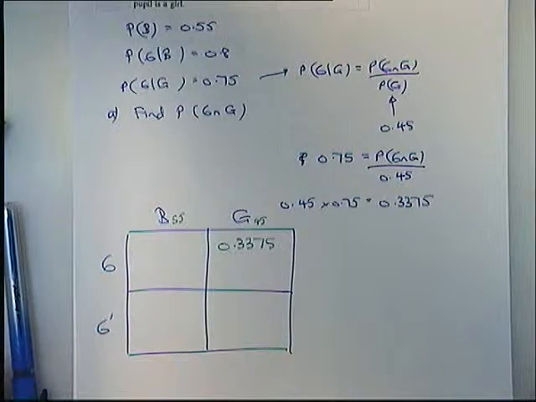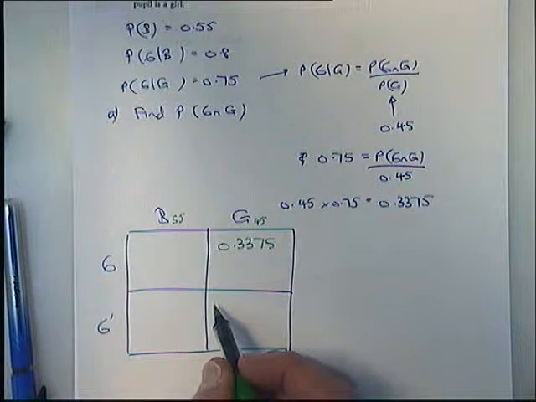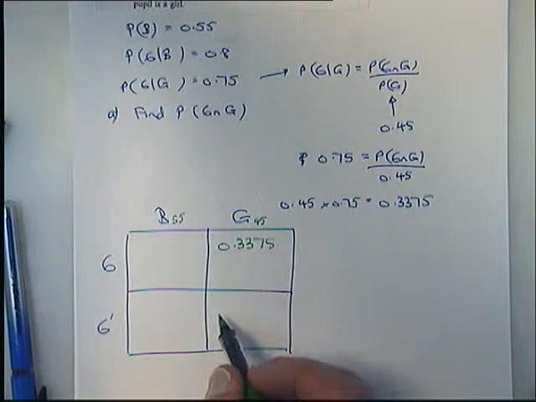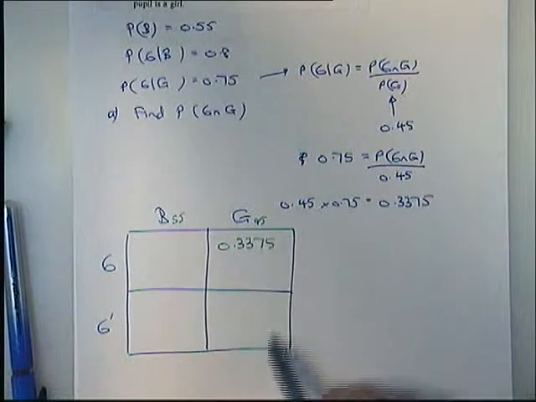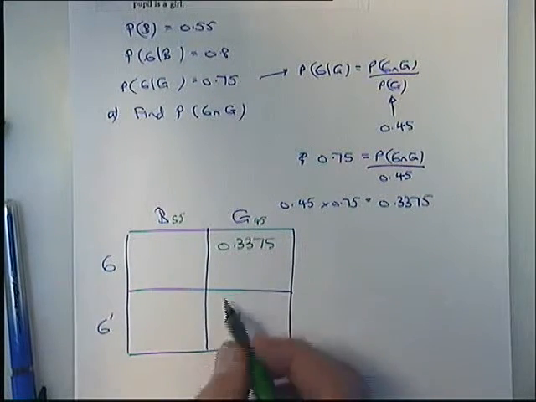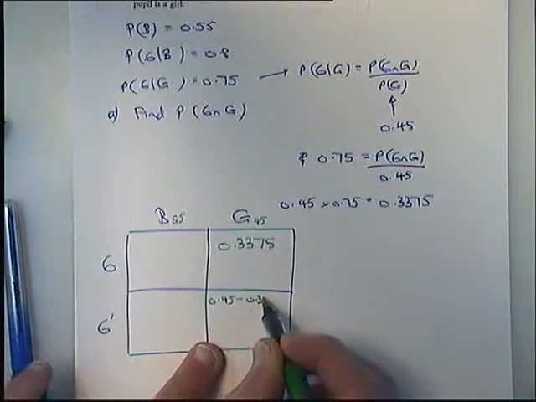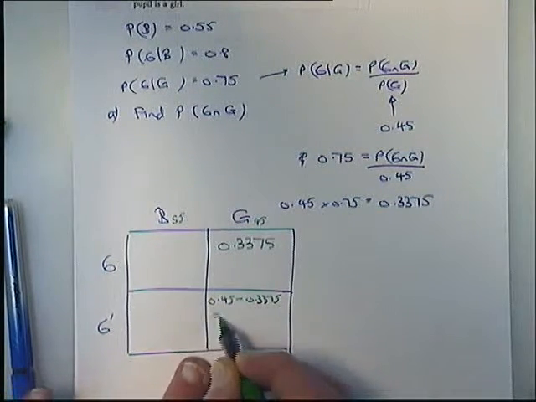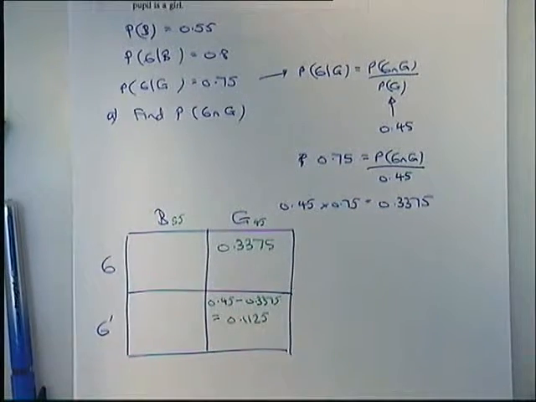So what other box can I fill in now fairly easily? Girl and not 16. Yeah, this one down here. How am I going to work this one out? 1 minus... careful, not 1 minus the one above. We know that there's 0.45 in here altogether. So it's 0.45 take away the number that we've got above, which we've just worked out. And if you do that, you get 0.1125. So we've worked that out.